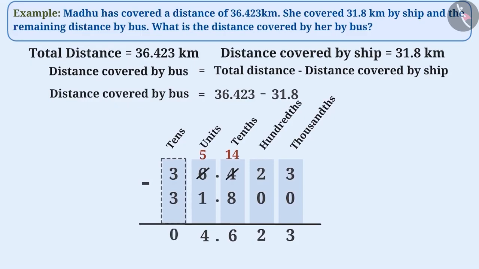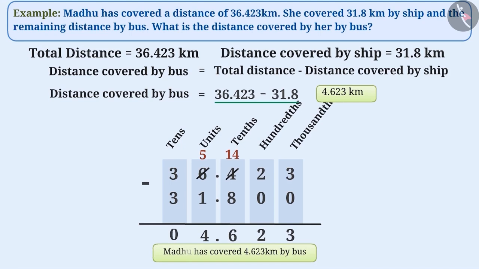As you can see, that 4 is at the units place, 6 at the tens place, 2 at the hundreds place, and 3 is at the thousands place. Therefore, we can say that 36.423 minus 31.8 is equal to 4.623. That is, Madhu has covered 4.623 kilometers by bus.